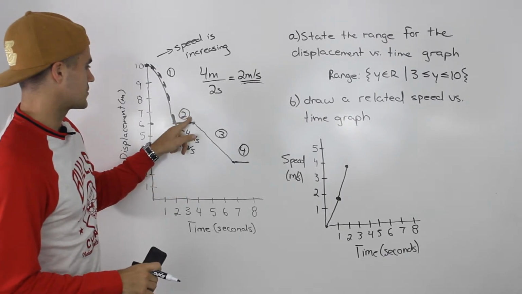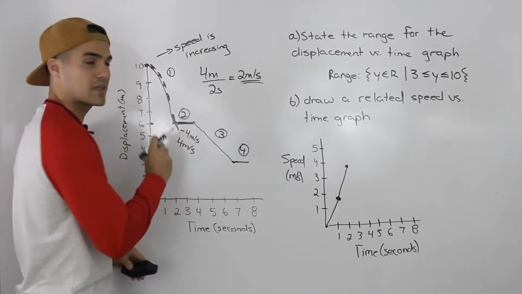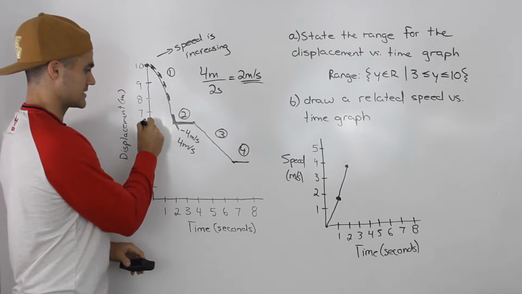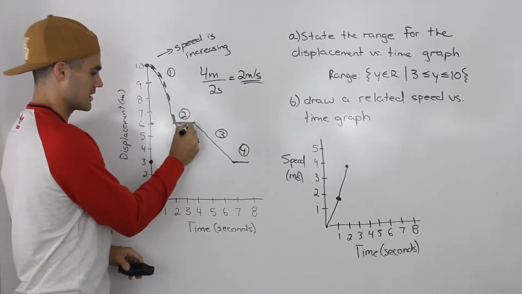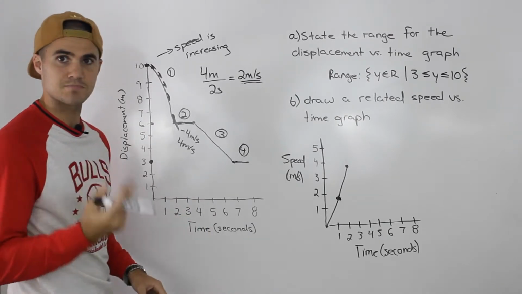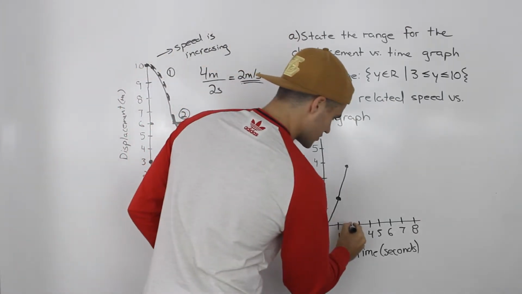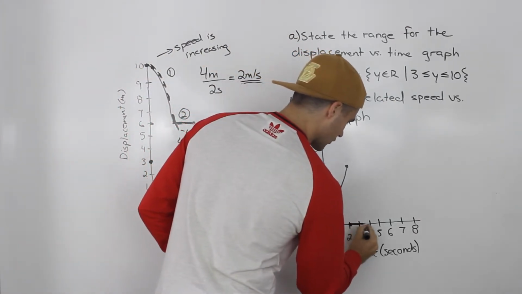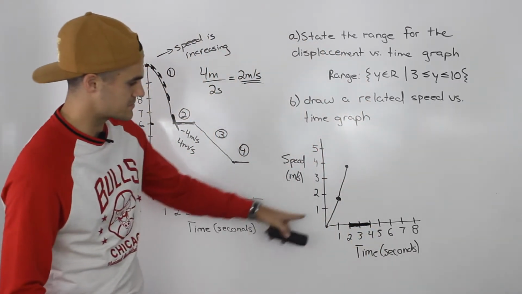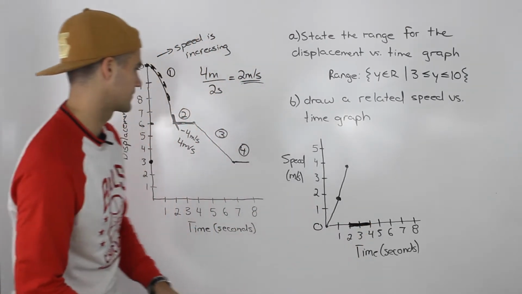So what about section 2? Notice how in section 2 this is a horizontal line, and what does that mean on a displacement versus time graph? That means that the object is not moving, right? Its displacement is not changing at this 6 meters, and this is happening for 2 seconds. So that means its speed is 0. If an object is not moving, its speed is 0. So from 2 to 4 seconds, the graph is going to look like this. Right? The speed is going to be 0 meters per second.